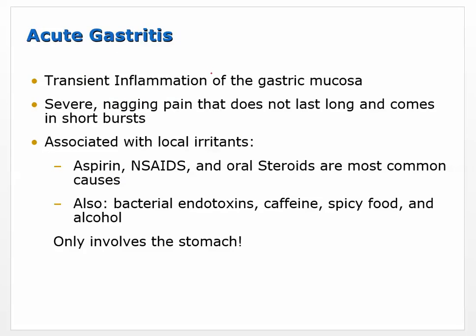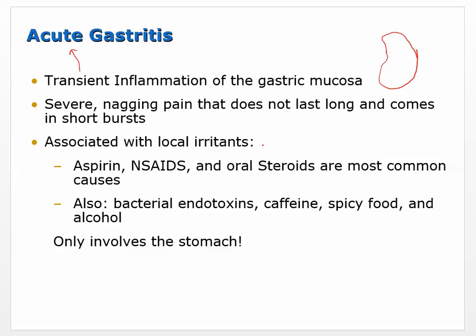So acute gastritis is pretty much what it sounds like it is. It's an inflammation. It's transient. It's acute inflammation of the gastric mucosa, that inner layer of the stomach. The gastric mucosa is all along the GI system, but in this case we're talking about the stomach. So a severe nagging pain that does not last long and comes in short bursts. Probably all of us have had some experience with gastritis.